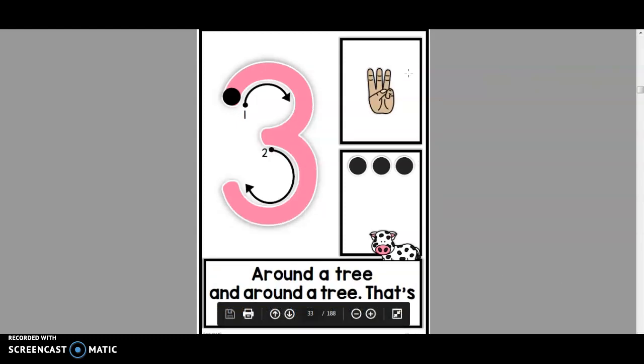This is number 3. And this is how we show it with 3 fingers. And here we have 3 dots. 1, 2, 3. And this is how we write number 3. Do like a little curve and then another one. So try doing that with your finger in the air.